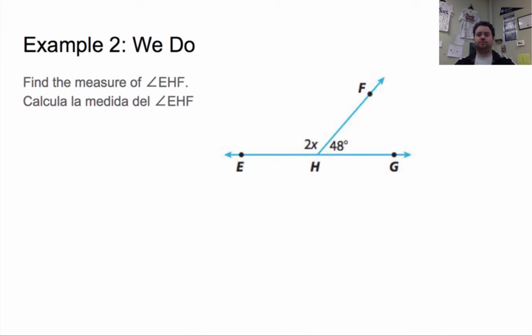And we have a we do. Please have this diagram drawn. And the question is, find the measure of EHF. So from E to H to F, which is represented here by 2x. Make sure you have that so that we can do it together as a class.